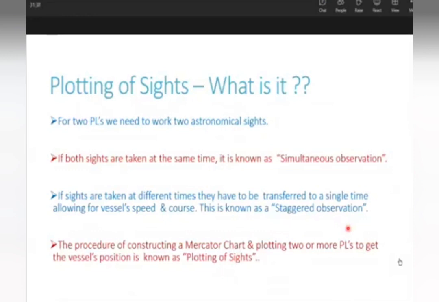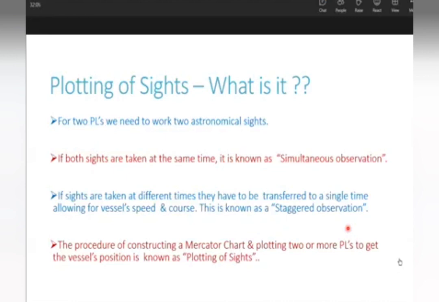So usually it appears as question number 5 or 6 of our paper, and it does not relate to the chart which is given to us. Means you will not be able to plot these sites, plot these position lines on the chart. So how do we get our position now? We have to construct a small part of the Mercator chart on our answer sheet.